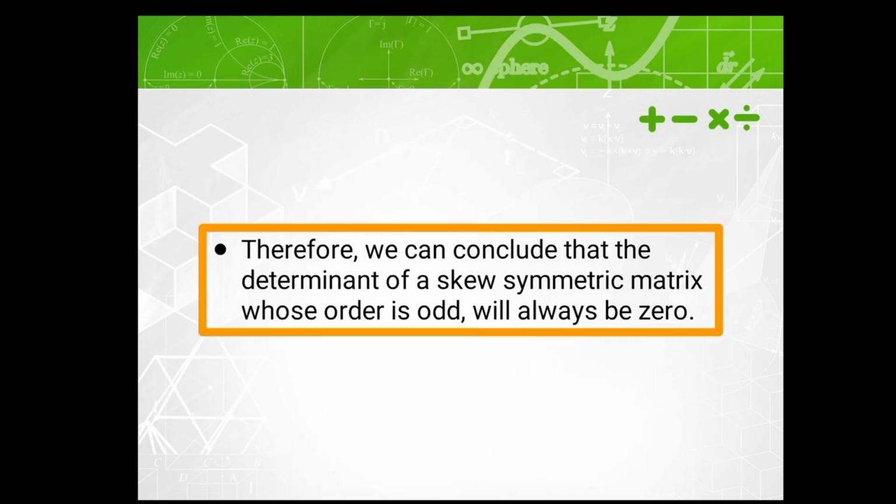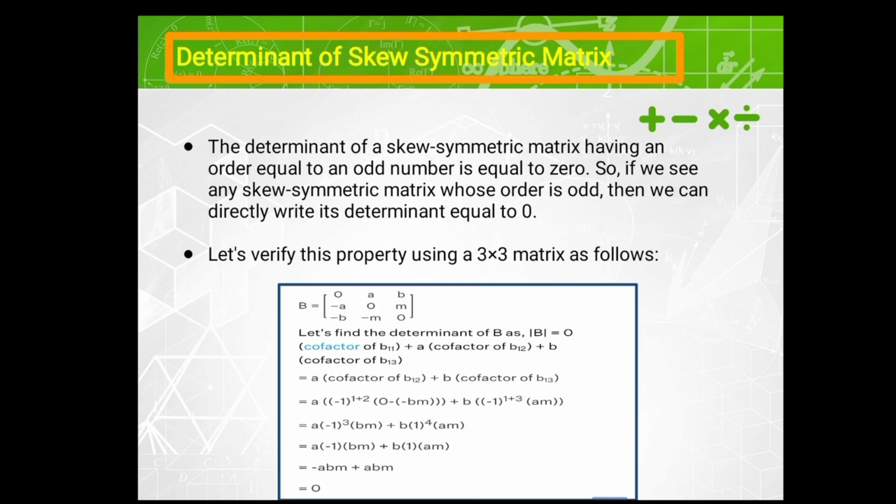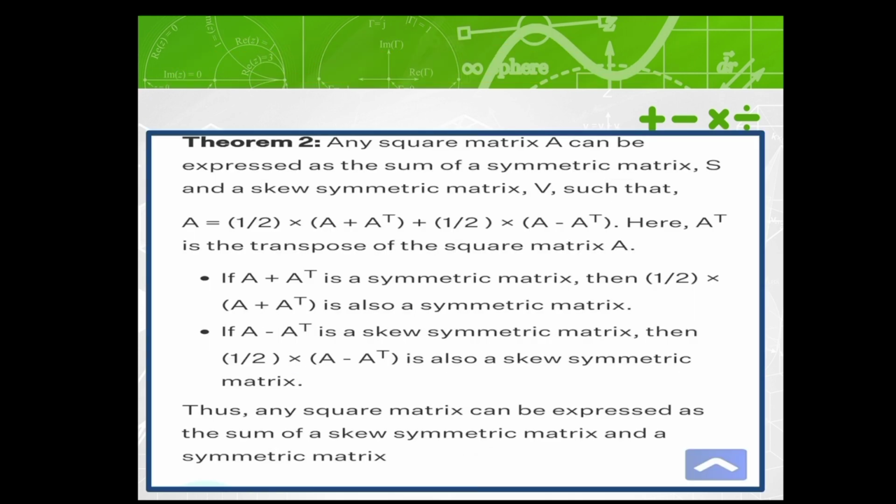And in the previous theorem we came to another conclusion: for a given matrix A, A minus A transpose is a skew symmetric matrix. If we multiply a constant, its property won't be changed. So from this we can conclude that 1 by 2 into A minus A transpose is also a skew symmetric matrix. Now let us consider 1 by 2 into A plus A transpose as C and 1 by 2 into A minus A transpose as D.